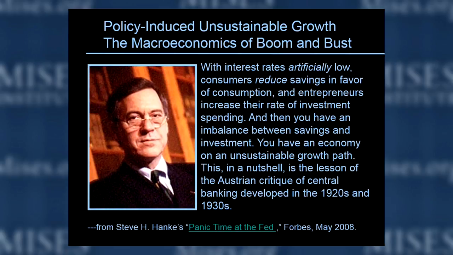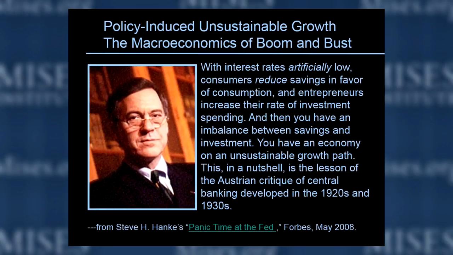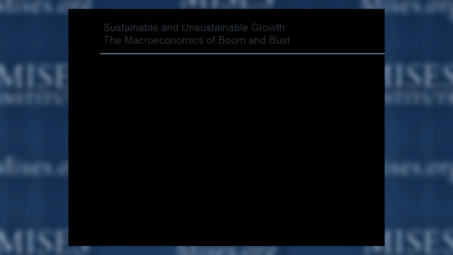Now we're going to shift gears totally, where we're really talking about business cycles as opposed to how the economy works. So now we're talking about policy-induced, unsustainable growth, the macroeconomics of boom and bust. And I take this from Steve Hanke because he has a much more stern look than I can muster, all right? But he did, I have to say, read Time and Money before he wrote this. So he wrote, with interest rates artificially low, consumers reduce savings in favor of consumption, and entrepreneurs increase the rate of investment spending, and then you have an imbalance between saving and investment, you have an economy on an unsustainable growth path. This, in a nutshell, is the lesson of the Austrian critique of central banking developed in the 20s and 30s. So we'll see how this goes.